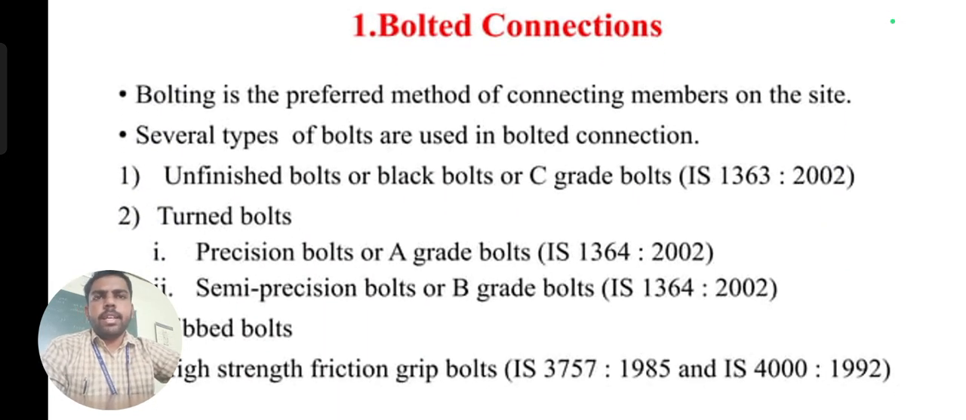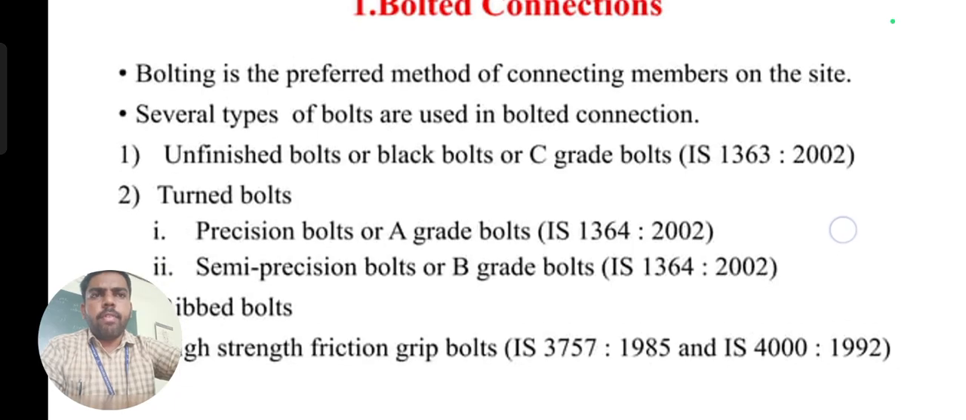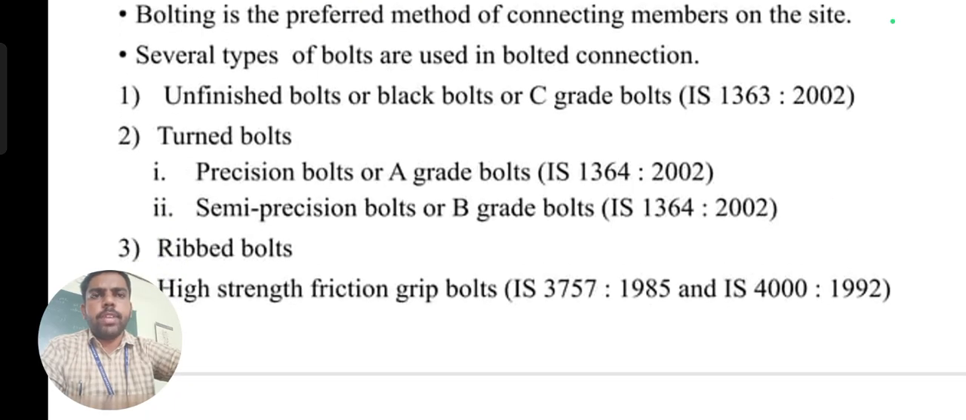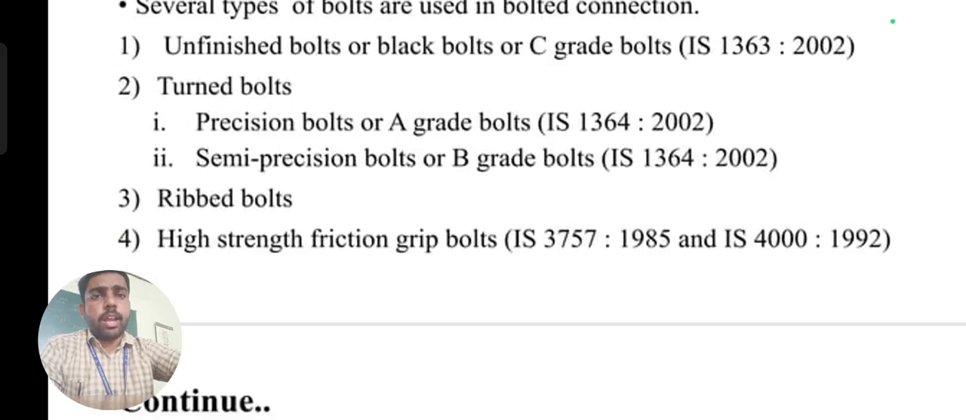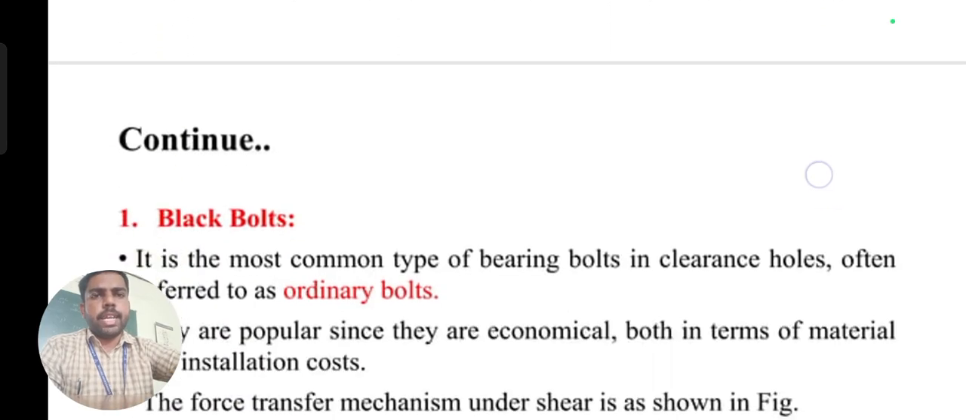Coming to bolted connections, bolting is the method of connecting members at the site. Several types of bolts are used in bolted connections. What are the types of bolted connections? Unfinished bolts or black bolts, which are also called C grade bolts. The second one is turned bolts, which are A grade bolts, and semi-precision bolts, which are also called B grade bolts. And after that, high strength friction grip bolts are also used at large dam sites and reservoir sites.